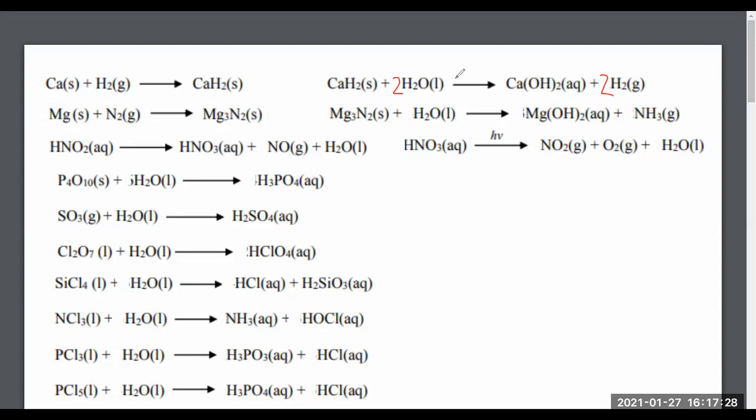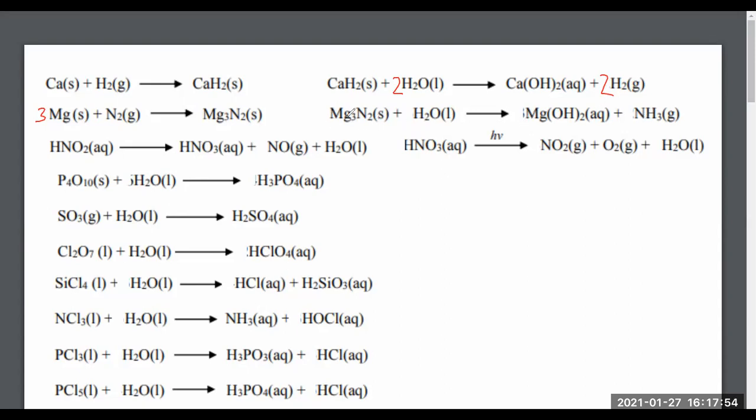Now see, on the left hand side, you have 6 hydrogen atoms. On the right hand side also you have 6, and on the left hand side you have 2 oxygen atoms. On the right hand side you have 2 oxygen atoms, 1 calcium, 1 calcium. It's balanced. And here it's very easy. 3 magnesium on the right side, so you put a 3 magnesium on the left side. It's balanced already. And in this one, interesting, magnesium nitride reacting with water, we are getting magnesium hydroxide and ammonia.